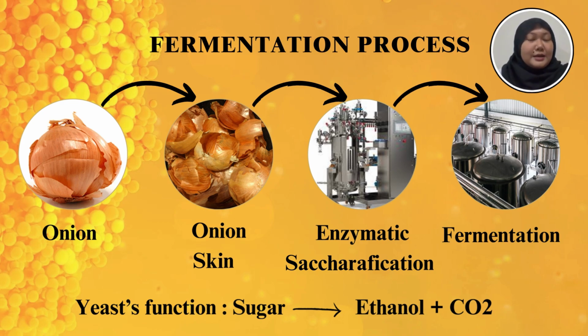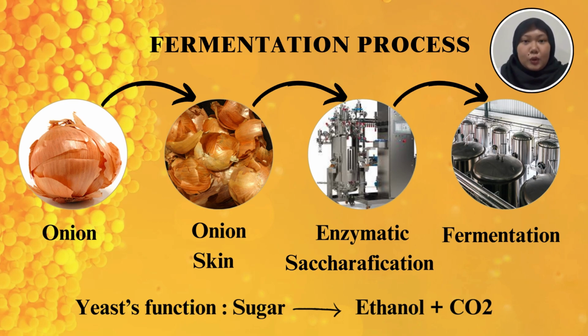From the onion skin, it does not require any pre-treatment, and it can directly undergo enzymatic saccharification. In this enzymatic saccharification process, an enzyme like amylase will be used to break down the lignin content in the onion skin.